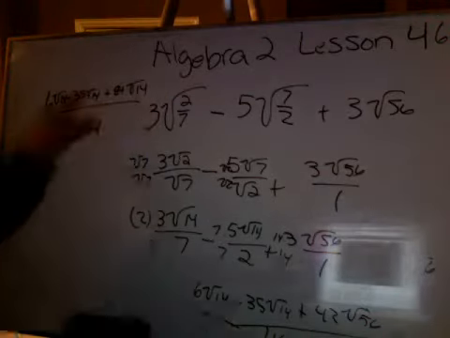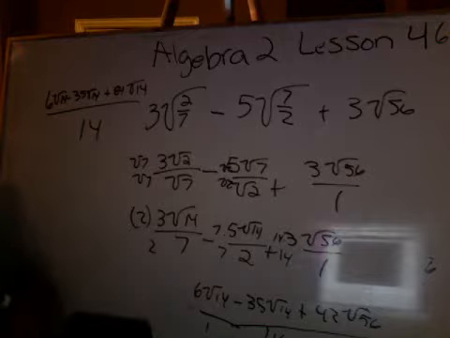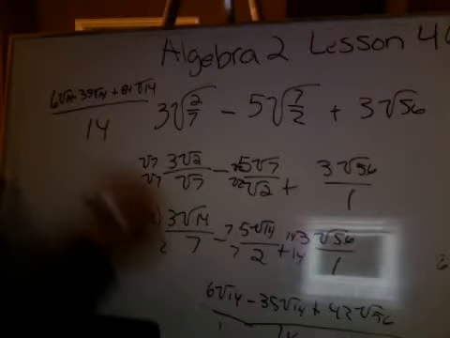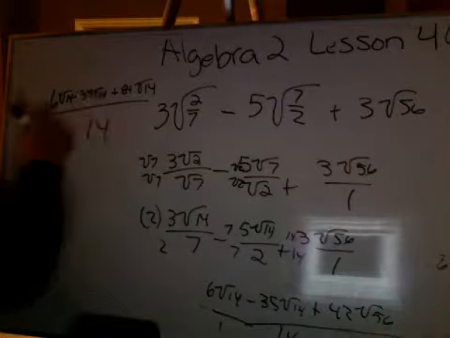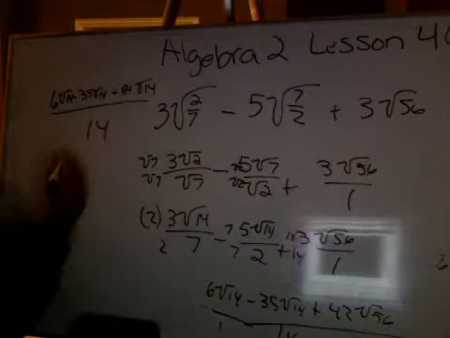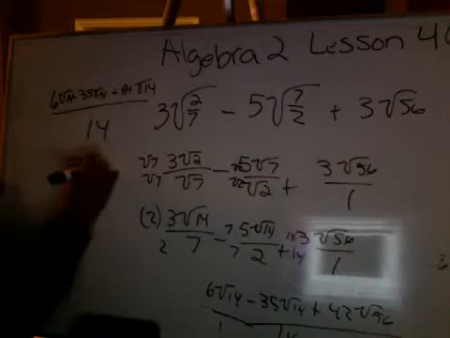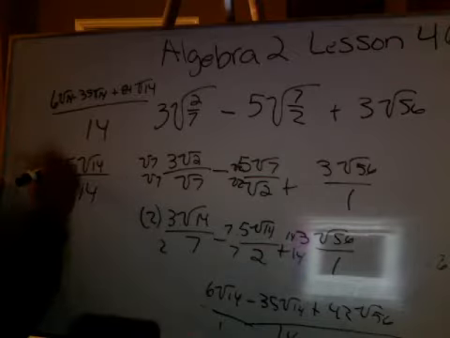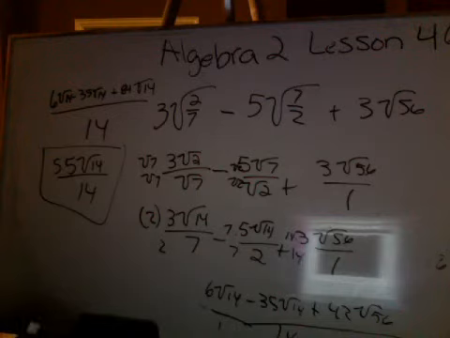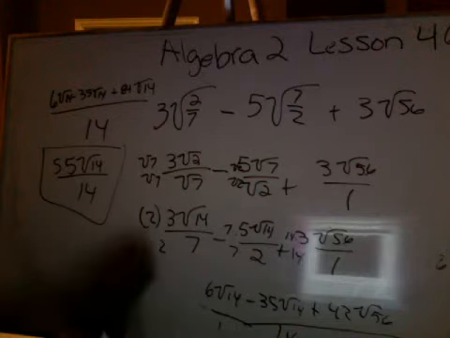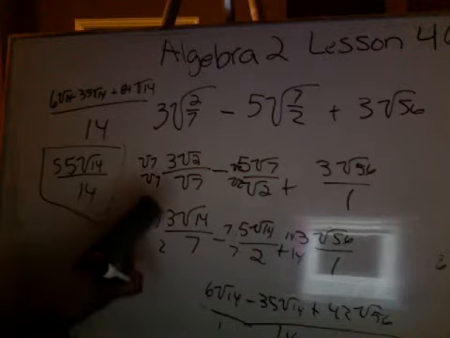So now I have like radical signs, and I can combine them. So I have a 6 minus 35 plus 84. This becomes 90. This becomes 55 square root of 14 over 14. Positive. And that's your answer. Okay? So we've done these. They're just making it a little bit more complicated.